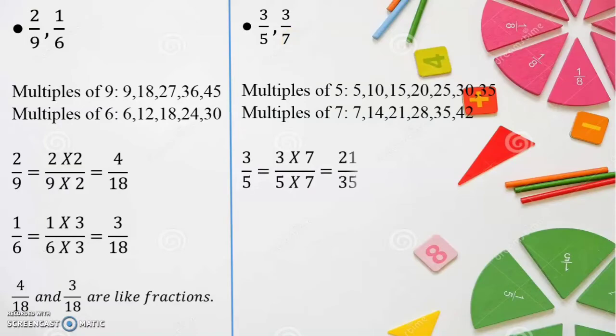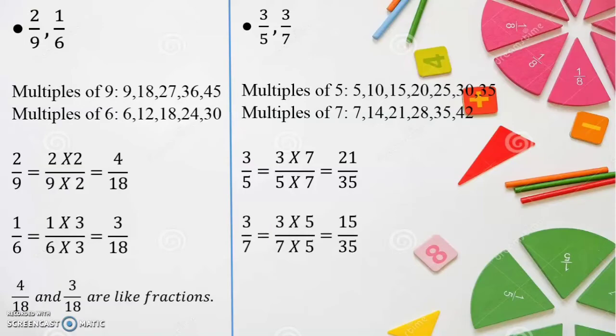So what do we get? 3 upon 5. So we multiply 5 with 7 and 3 with 7. We multiplied 7 in the denominator. So that's the reason we multiplied the same 7 in the numerator as well, because we want the denominator to be same. So 3 7s is 21 and 5 7s is 35.